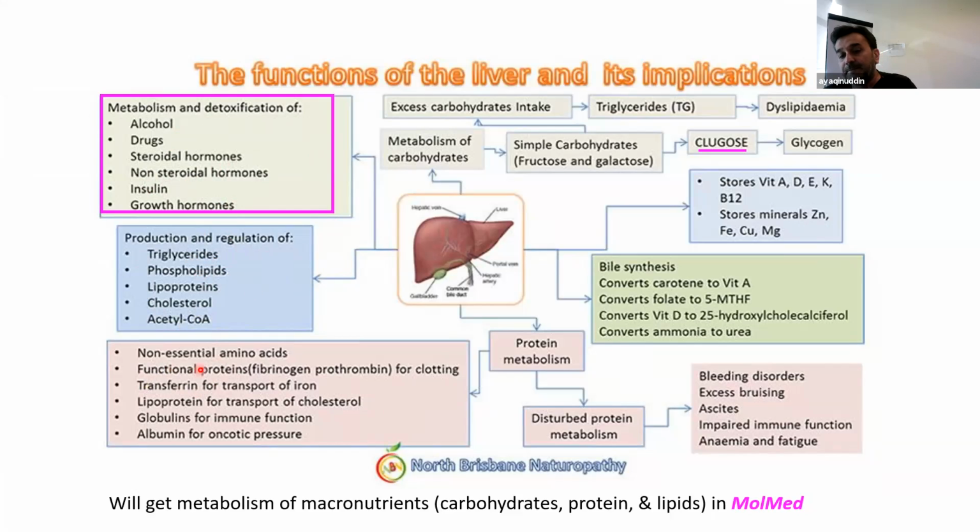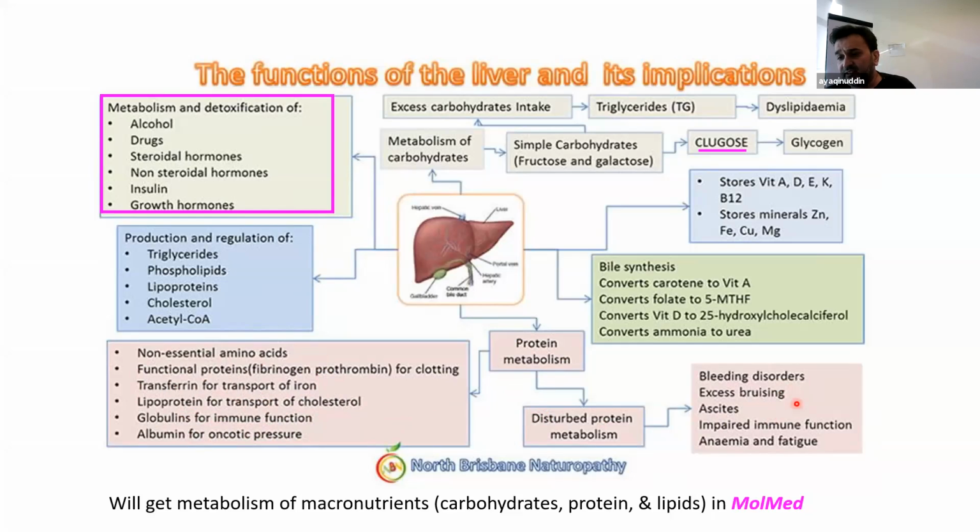Then in terms of protein metabolism, you would find that non-essential amino acids and functional proteins like clotting factors, transferrin for the transport of iron, lipoprotein for the transport of cholesterol, globulin for immune function, and albumin for oncotic pressure are all synthesized by the liver. So if you have disturbed protein metabolism, you can have bleeding disorders because you are not making clotting factors.